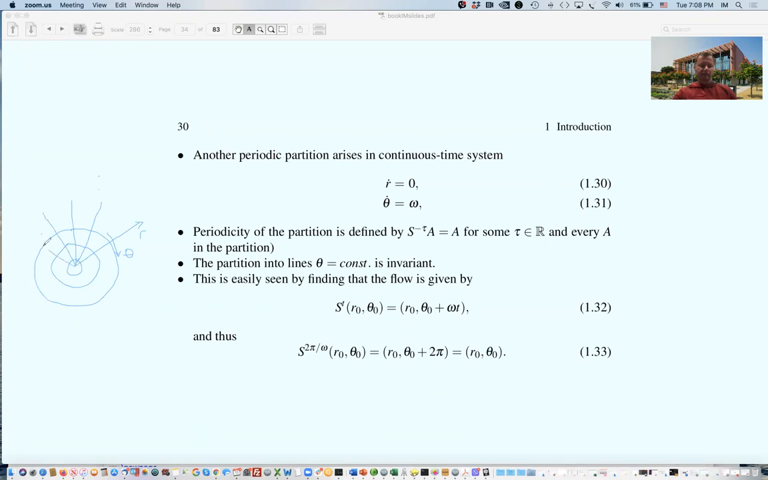So theta is equal to constant, right? Why is that an interesting partition? Well, if you start from any of these theta is equal to constant lines, at some time t or tau, you're going to reach another one of those lines. So all the initial conditions that start here are going to come to another one of those lines at equal time, because the solution, the flow, starting from R0 theta 0 is R0 theta 0 plus omega t. So it doesn't matter which R0 you start from. If you start from the same theta 0, you're going to reach the same theta in the same time.